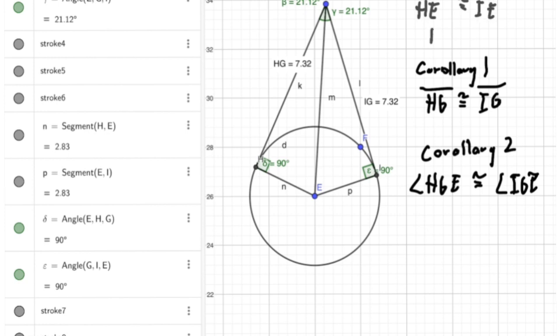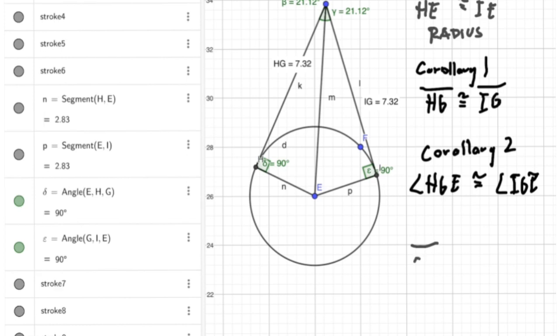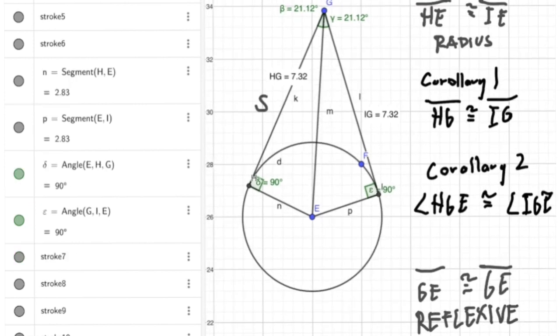Why? Because they are the radii of the circle. They have the same measurement. Now, if you look at GE, from point G to E, this is the part where both triangles meet. They share the same side. So we know for a fact that GE is congruent to GE, thanks to the reflexive property. Meaning, not only are these two triangles right triangles, but they are also congruent by SSS: side, side, side.